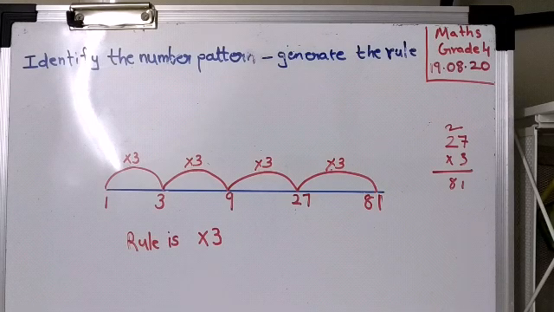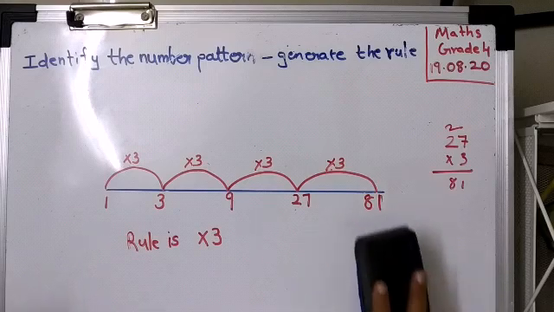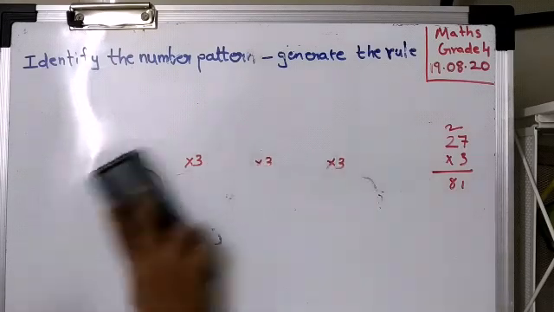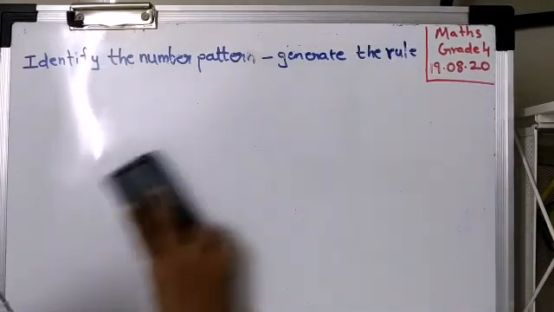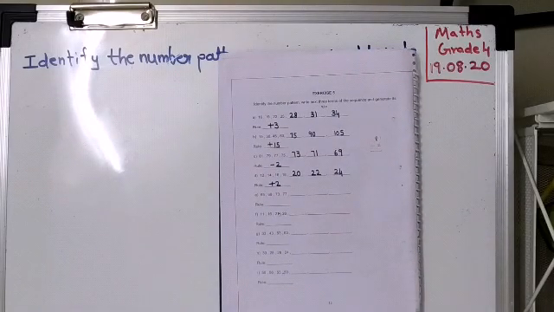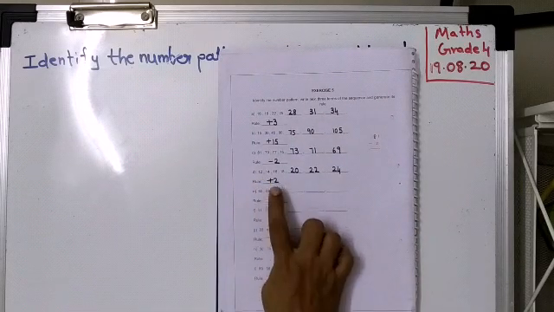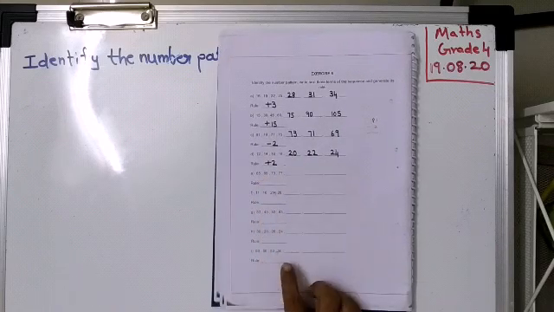So children, today for your homework, I want you to complete the rest of the exercise. Just let me clear this. Okay. So what you are going to do is, you have completed till D. I want you to complete from E to I.